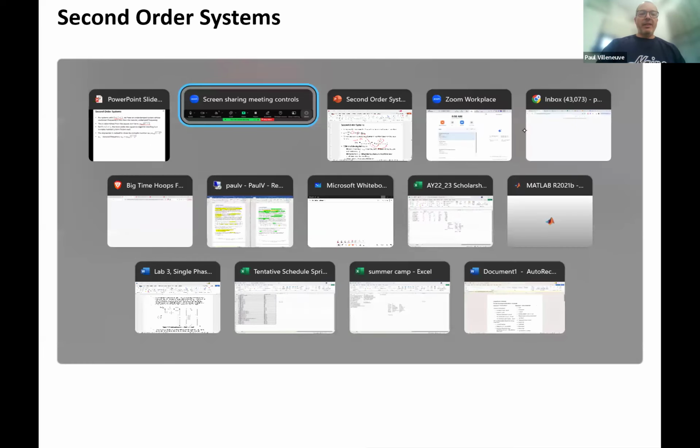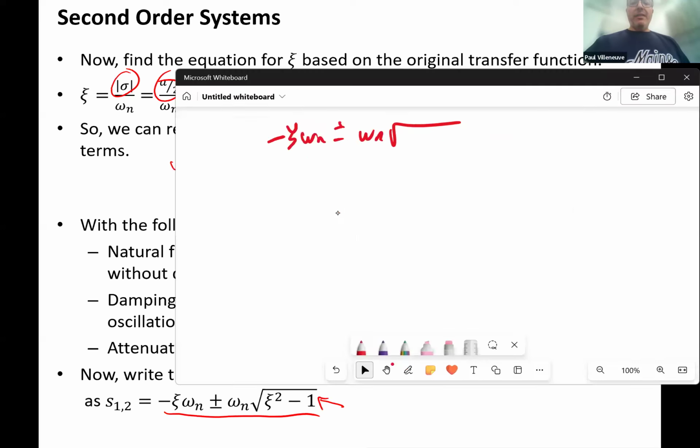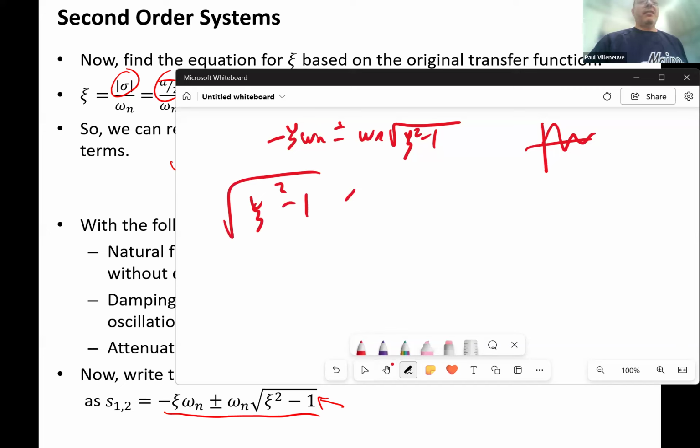Why do we get that? Well, let's go back over to here. And remember what we had? We had our roots: negative zeta omega sub n plus or minus omega sub n times the square root of zeta squared minus 1, right? Those are the roots that we have. So the question is, when are we going to have oscillations? Meaning it's going to ring back and forth. It means it has a sine or a cosine expression. When does that happen? Everybody understand my question? When is your output going to look something like this? So it's oscillating, right? So it has a frequency. So when does it have a frequency? When zeta squared minus 1 has to be less than 0, right?